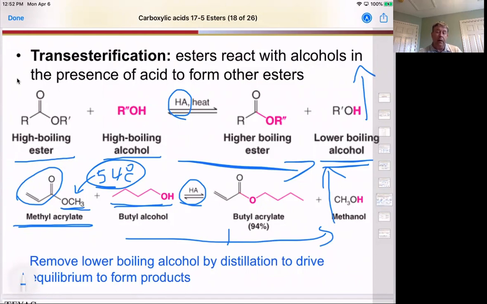What's helping us here is just like when we were trying to form an ester in the presence of water: if we drove the water off, that would drive the reaction, or if we had a high concentration of alcohol. In this case, because we're driving the lower boiling alcohol off, we can drive the reaction to the right.